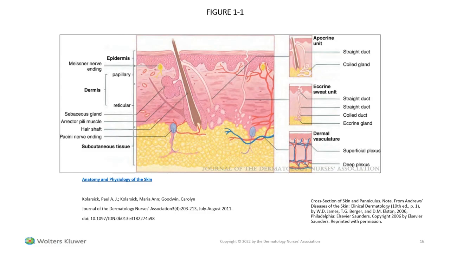So again, here's a kind of a diagram of skin. So the integumentary system is formed by the skin and its derivative structures. So we've got a picture here. We have this as a reference in the reading materials for this week. So the skin is composed of three layers: the epidermis, which we have there. We have the epidermis here, the dermis, and then the subcutaneous level.